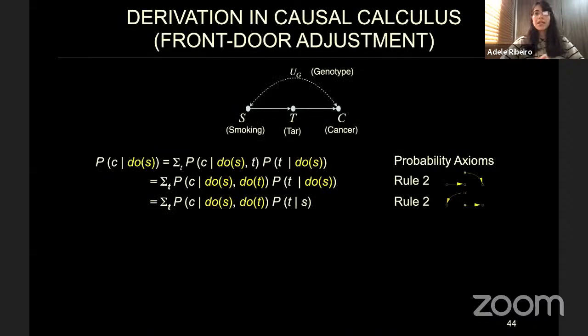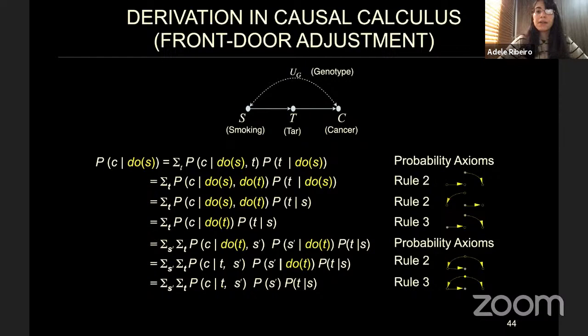This is just an example. This is a classic example of the front door. To derive the expression of the front door, which is this one here at the bottom, we have to use the rules of the calculus in this way. Again, I'm not going over this derivation. In this case, I just want to mention the graph here: it's a classical scenario where one wants to understand the effect of smoking on cancer.